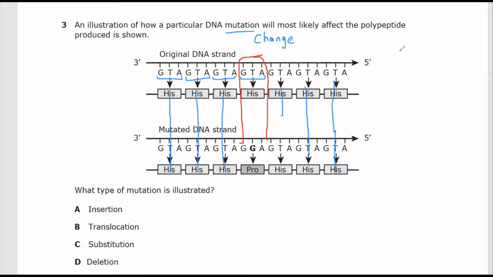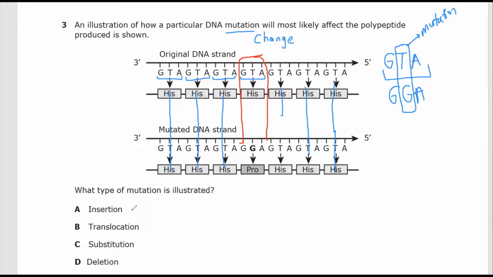On the original one, we have G, T, A nucleotides. And then something happened, and this codon changed to G, G, A. So the first nucleotide is the same, the second is different, and the last one is the same. So there is a mutation right at this point. Here's the mutation. But what kind of mutation is this?